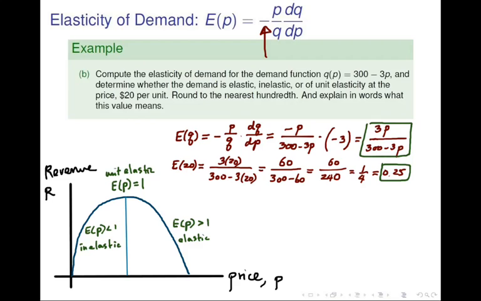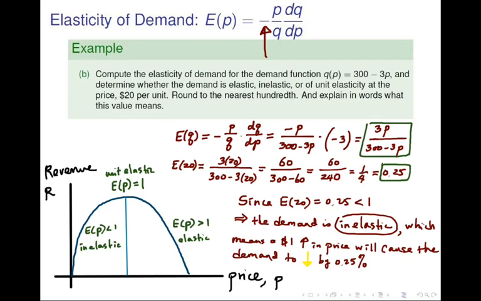Alright, now that we've understood what this means, we can go back to actually answer the question. Since E of 20 is equal to 0.25, which is less than 1, this falls to the left region of this curve, which means that your demand should be inelastic. And to actually interpret what 0.25 means in a complete sentence, this actually means that for every dollar increase in price, the demand will decrease by 0.25%.